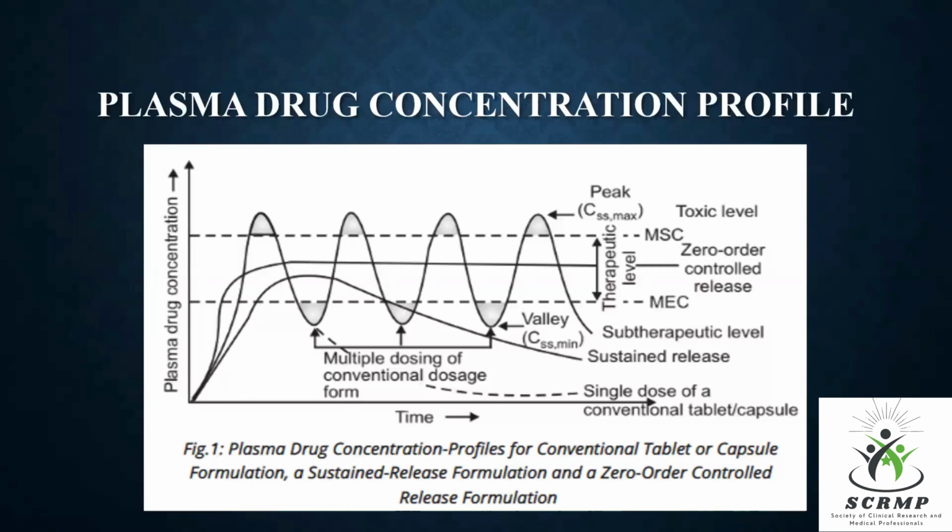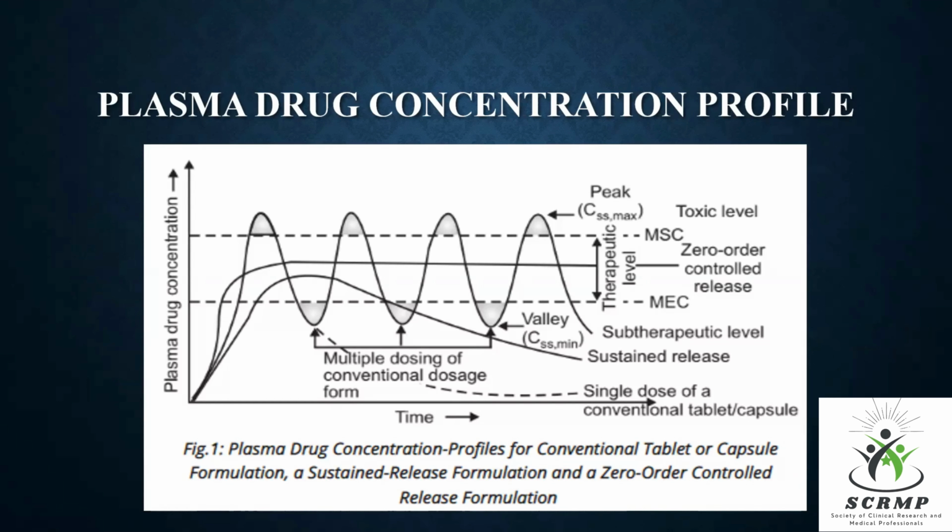Here is the plasma drug concentration profile, a graph between time and plasma drug level. Here the MEC and MSC levels are mentioned. MEC is the minimum effective concentration and MSC is the maximum safe concentration. When our drug is below MEC, it is called the subtherapeutic level.